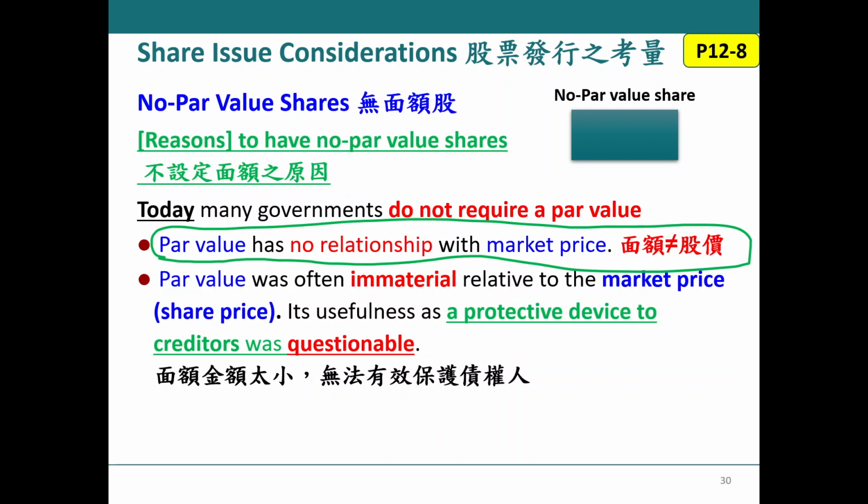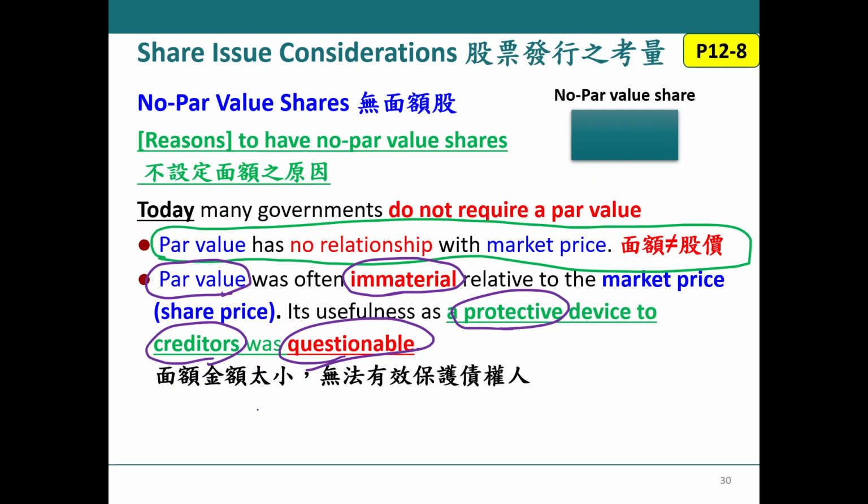Par value is too small. I use it to determine legal capital, but actually it cannot protect creditors. Par value is too small. Immaterial means the number is too small. So it's quite hard to protect investors, protect creditors. So if you want to use par value to protect creditors, that's questionable because the number is too small.